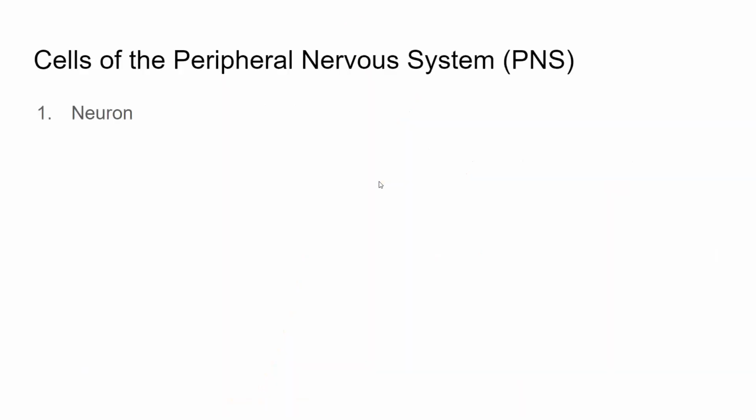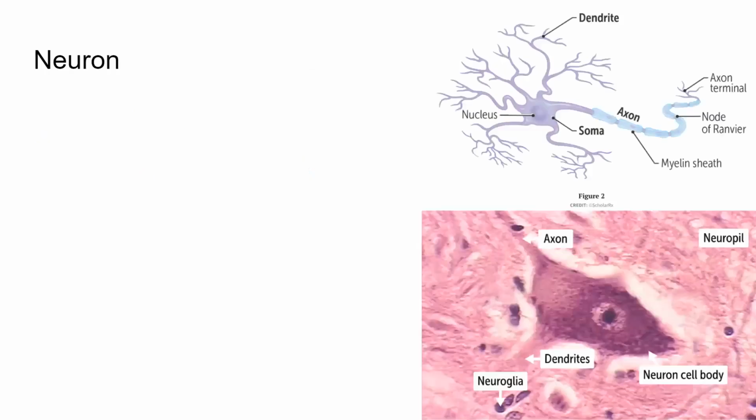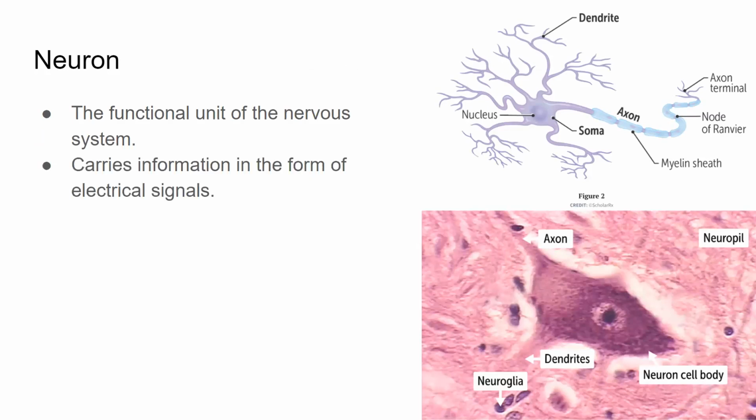There are only 3 cells in the peripheral nervous system, which is great. There's a neuron, there's a Schwann cell, and then there's a satellite cell, but we're not going to talk about satellite cells because I don't think that they're really that important. First, neurons. I hope you all know what a neuron is. It is the functional unit of the nervous system. It carries information in the form of electricity.